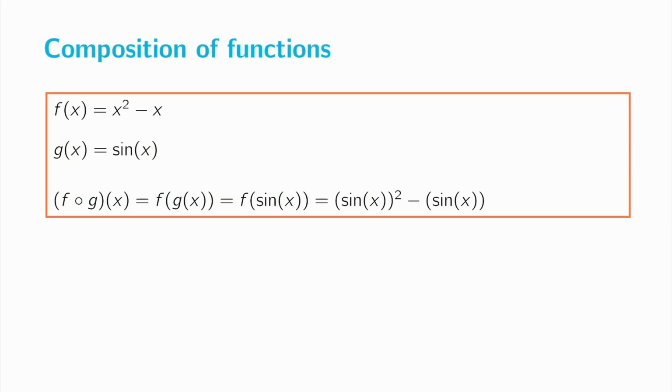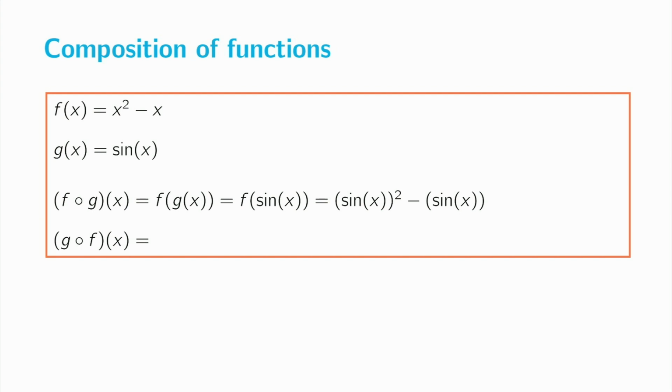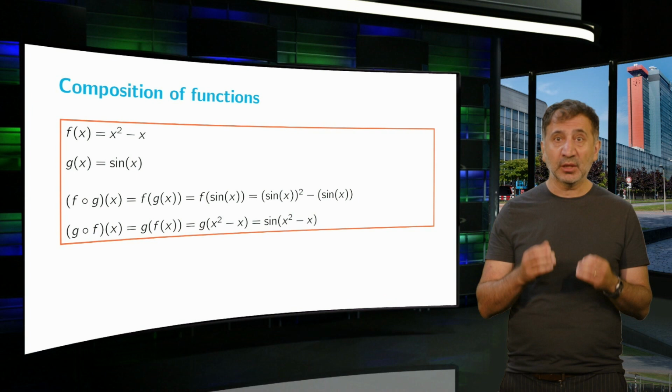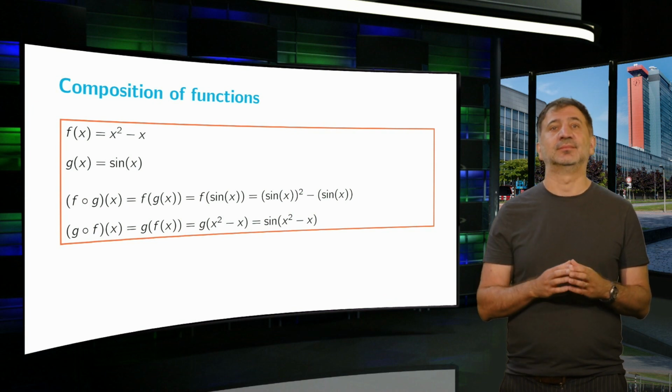When taking compositions, we have to be careful about the order of the functions. For example, g of f equals g of f of x. And if we plug in f of x in g, we obtain sine of x squared minus x. We see that g circle f and f circle g are not the same function.